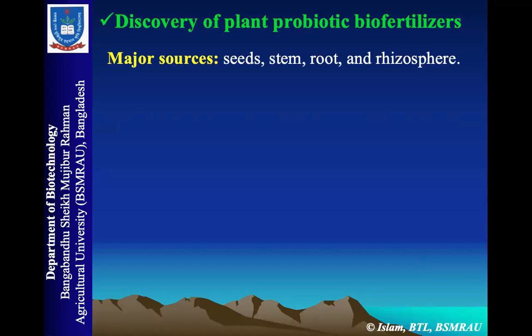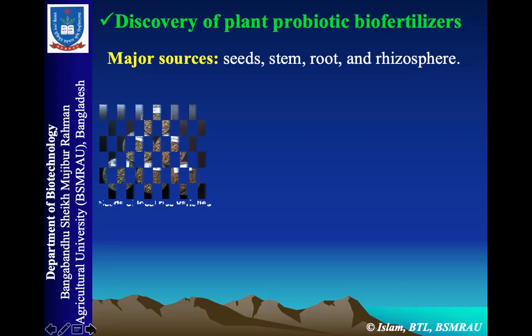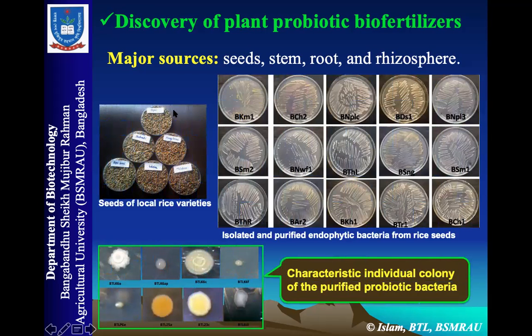And discovery of plant probiotics, especially for fertilizer: the main source can be the seeds, stem, root, and rhizosphere. What we do, we first surface sterilize these materials, to avoid the environmental bacteria; we consider only those living inside the tissue or inter space of the plant cells. In this way, from the local variety of rice, our scientists discovered more than 650 probiotic bacteria, and they are pure cultures.